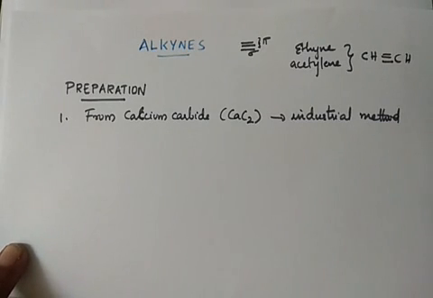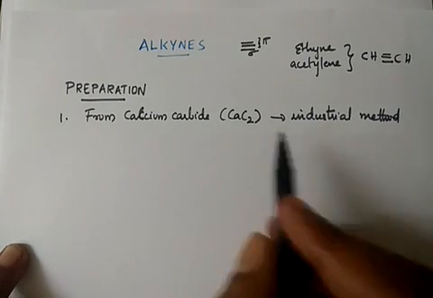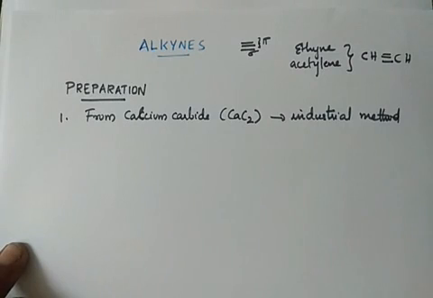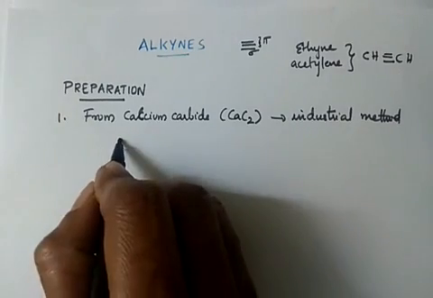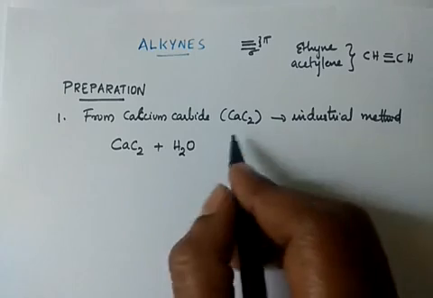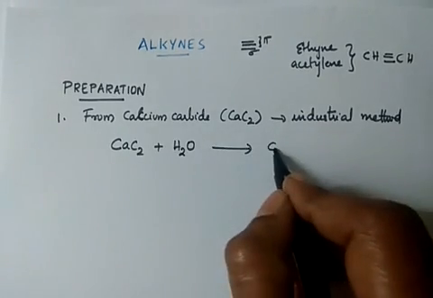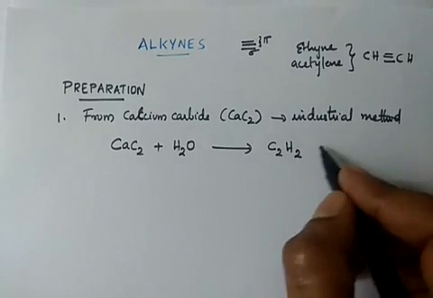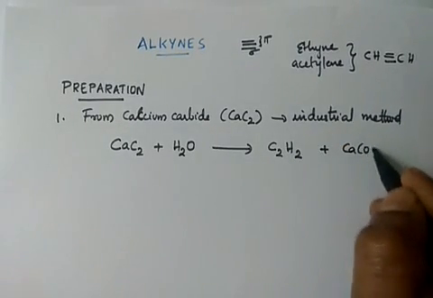Calcium carbide is treated with water to get acetylene. Calcium carbide on treating with water gives acetylene. This is the industrial method of preparation of acetylene. And this calcium carbide is obtained from quicklime on reaction with coke. See the equation: calcium carbide CaC2 on reaction with water H2O gives acetylene C2H2, CH triple bond CH, plus calcium hydroxide.